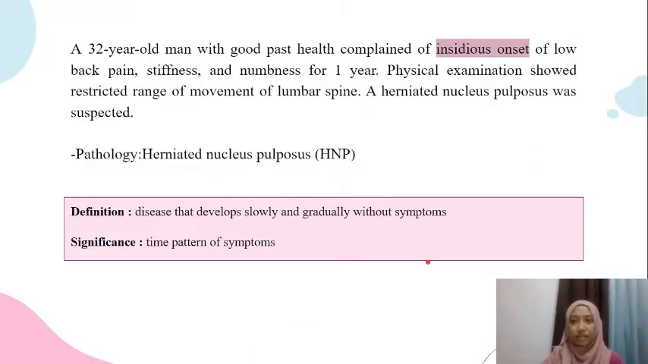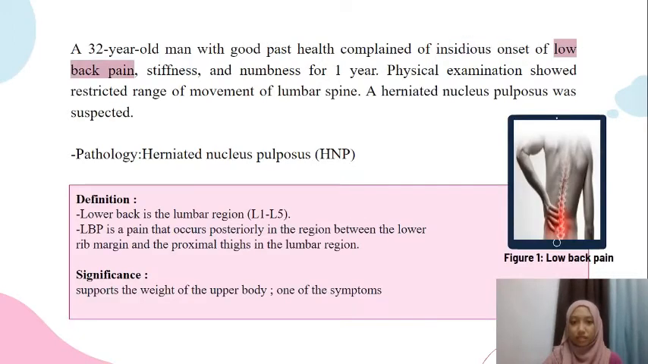Okay, the first part is definition and significance of terms. Insidious onset. Insidious onset is any disease that develops slowly and gradually without symptoms. And the significance of insidious onset is the time pattern of symptoms.